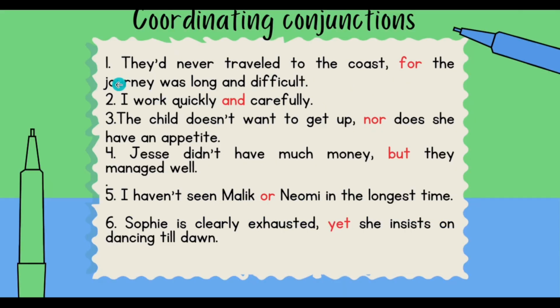More examples of coordinating conjunctions. They had never travelled to the coast, for the journey was long and difficult. Here the main clause is they had never travelled to the coast. For is the coordinating conjunction. Another main clause is the journey was long and difficult.